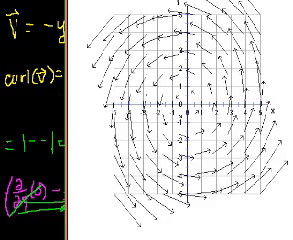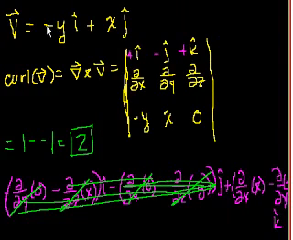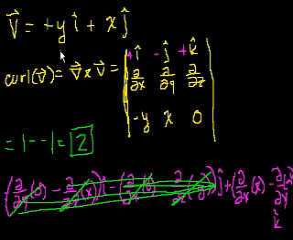Now, let's do a little experiment. What would have happened if this was plus y? So let's just do that experiment. If this was plus y, then in this final term we would have taken the partial derivative with respect to y of plus y, and so this would have been 1 minus plus 1, and then our curl would have been 0, which would have meant that we would have had no rotation.